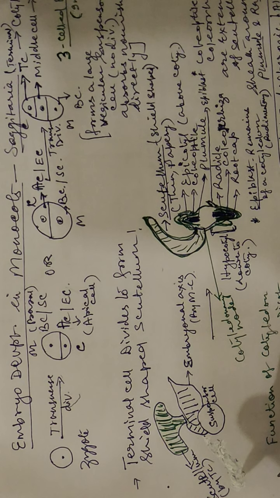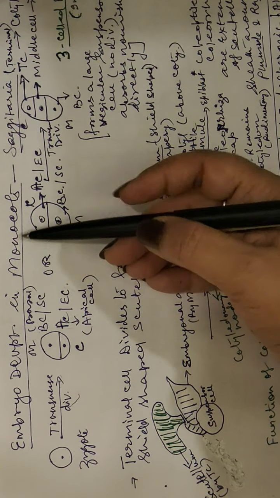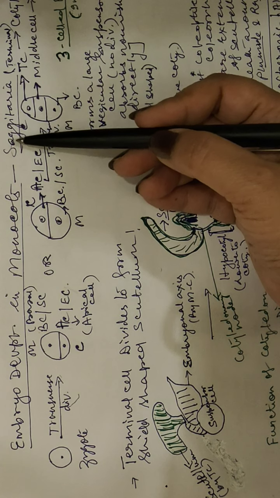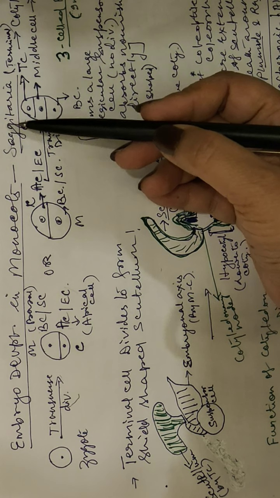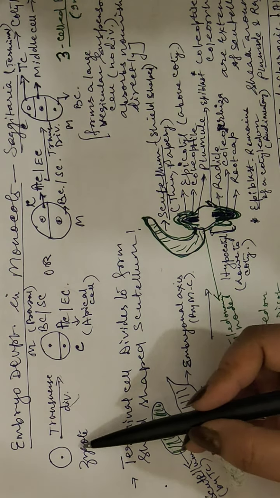Today we'll discuss the embryo development in monocots. In my previous video lecture, I have already discussed the dicot embryogeny in Capsella, and this monocot embryogeny is studied in the plant called Sagittaria. Let's start with the zygote first.